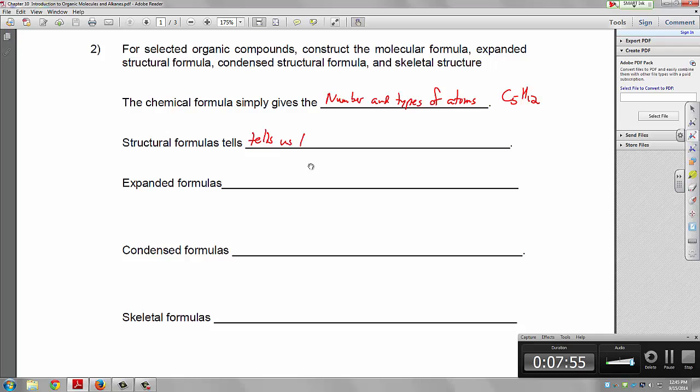The structural formula tells us how the atoms are arranged. And there's three main types of structural formulas we talked about. Expanded structural formula, where every atom and every bond is shown.